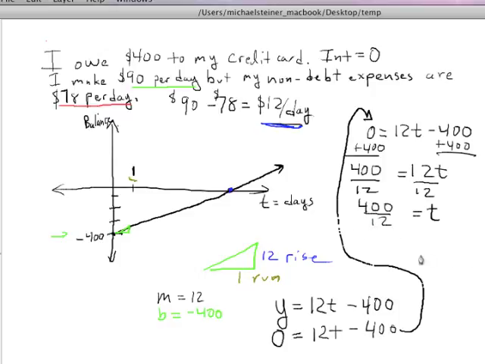Now before you rush to your calculator, I'm going to do this. 400 divided by 12 is equal to 100 divided by 3. I just divided the numerator and denominator by 4. And so this is 33 and 1/3 days. But it doesn't make sense to have 1/3 of a day because I really did say this is happening per day. So it's really 34 days. On the 34th day, I am free from debt. Gosh, I hope that was helpful.